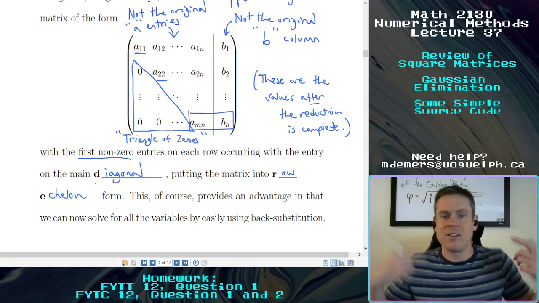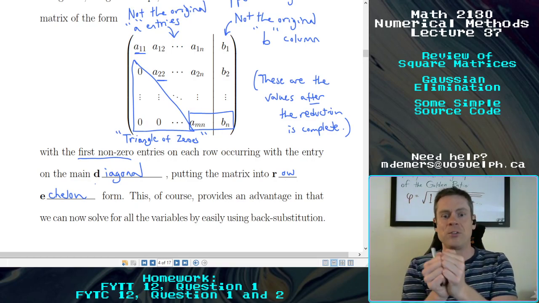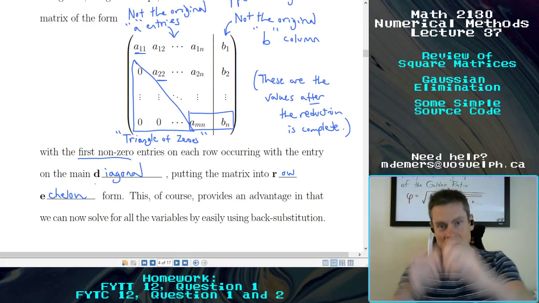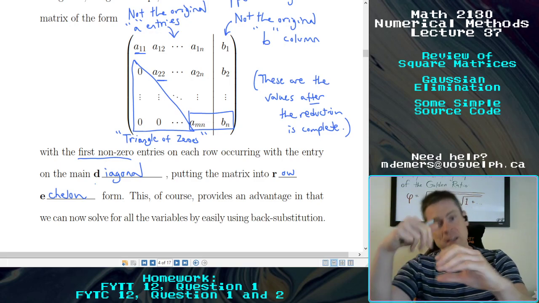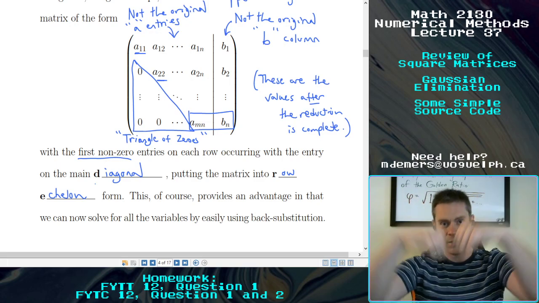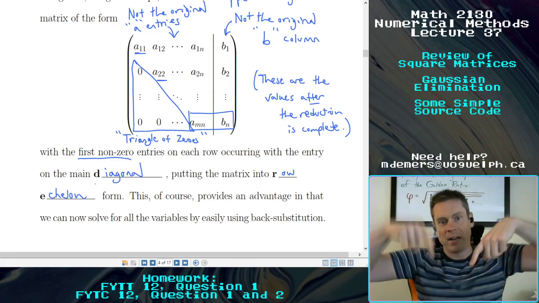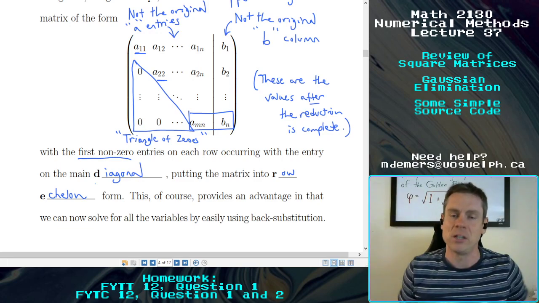And that provides an advantage in that we can solve for those variables by easily using back substitution. Find the last x value, use that and sub into the line above it. Use those and sub into the line above it. And go all the way back until we've solved for all of those different variables.